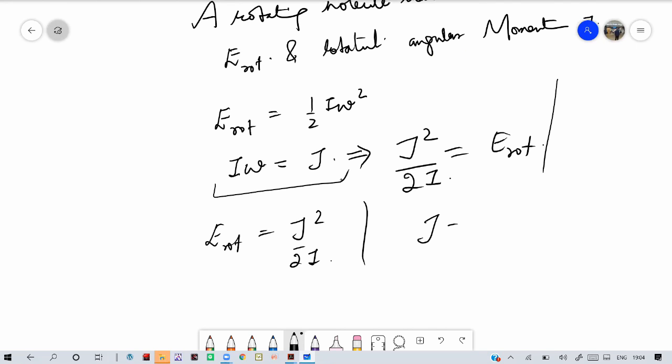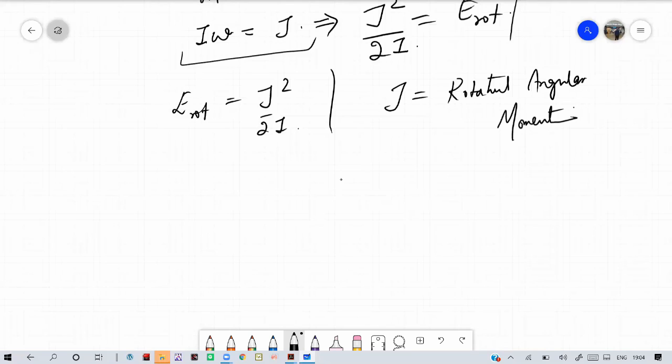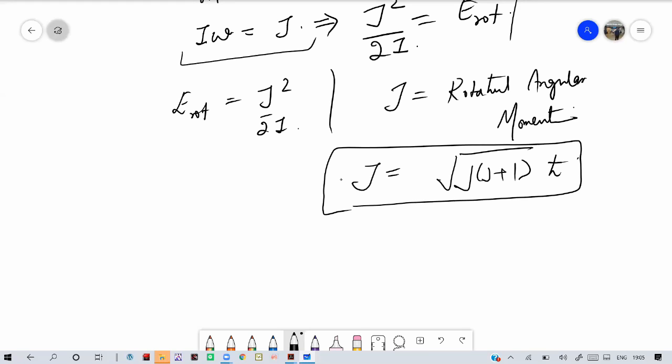by 2I, where J is the rotational angular momentum. Like we have in atomic physics, in an atom, and like we have in a molecule, this is the angular momentum and it is quantized according to Bohr's theory. We use that the angular momentum is quantized in units of h cut. Similarly, this rotational angular momentum is also quantized, and it is given by the square root of J into J plus 1, and it gives us J square is equal to J into J plus 1 h cut square.